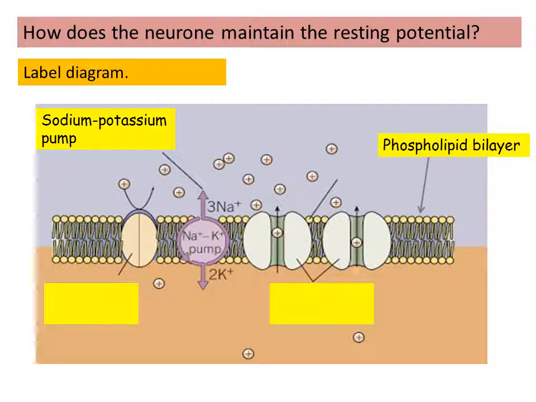Firstly, we've got the sodium-potassium pump, and this is a protein whose job is to move sodium and potassium across the membrane. Then we also have the sodium ion channels, another transport protein which can just allow the movement of sodium ions. And then we've got the potassium ion channels, which only allow the movement of potassium ions.